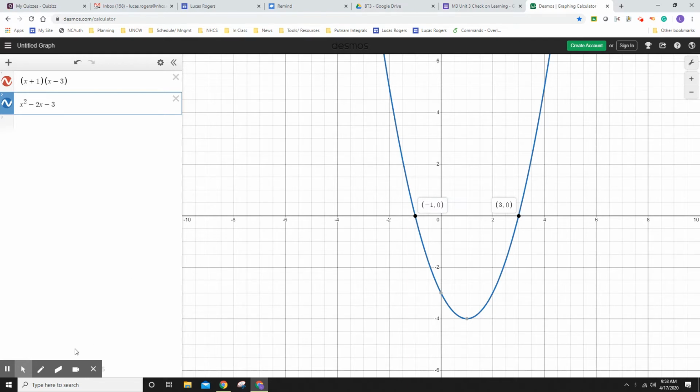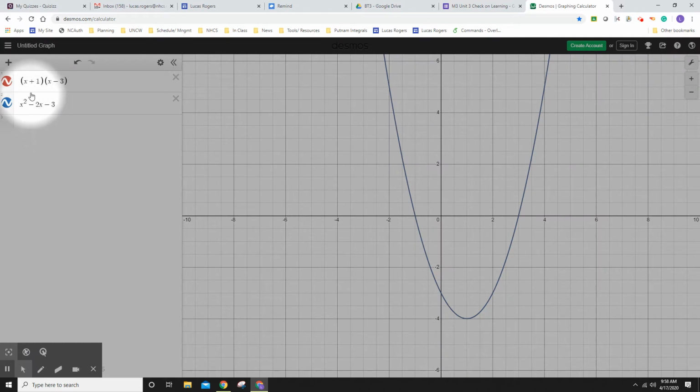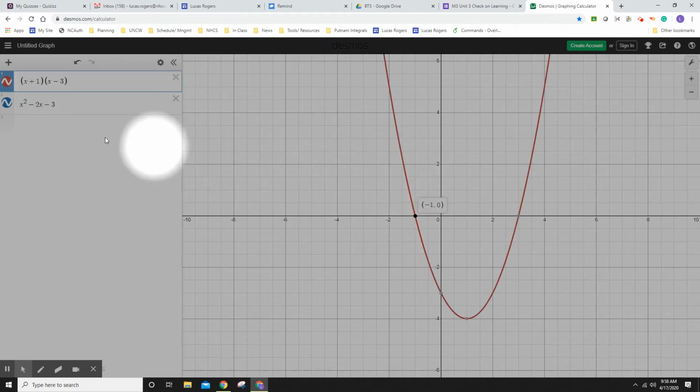When we look at this graph here, we can see the zeros, and when we look at the equations, we can see that this factor here corresponds with this zero here. When we recognize this aspect of quadratics, we are going to take that same concept and apply it to cubics and quartics and quintics and higher degree polynomials.